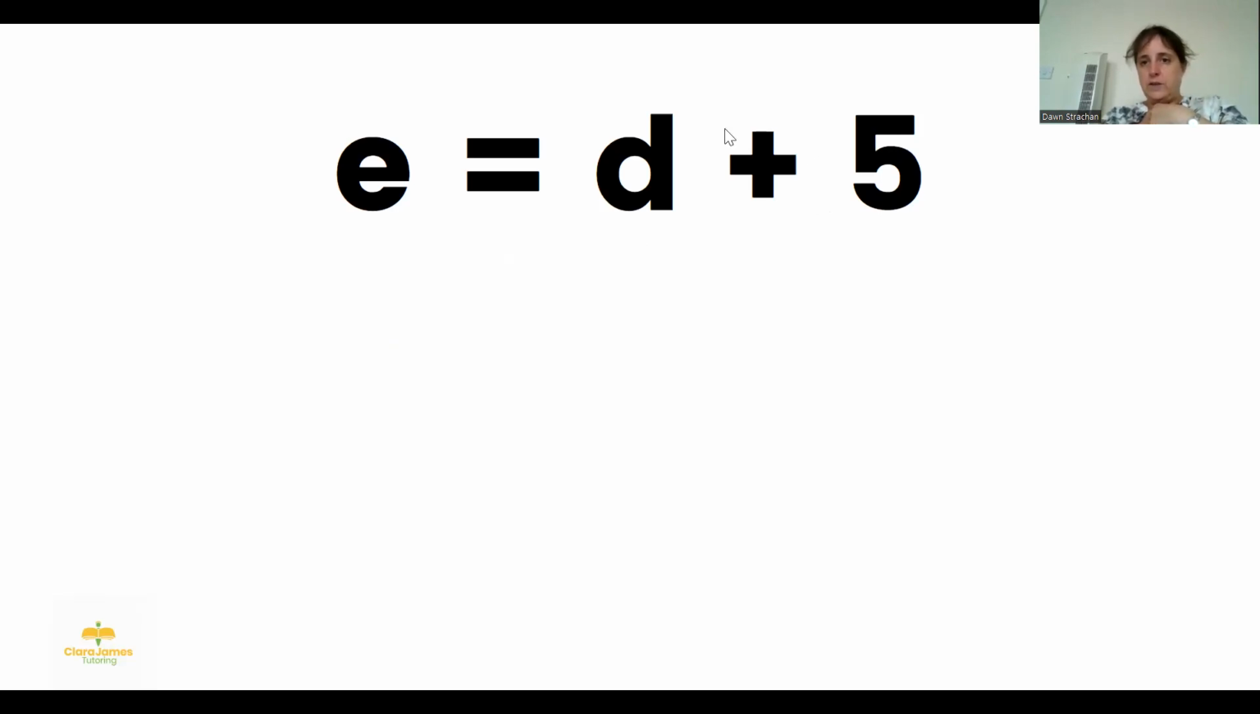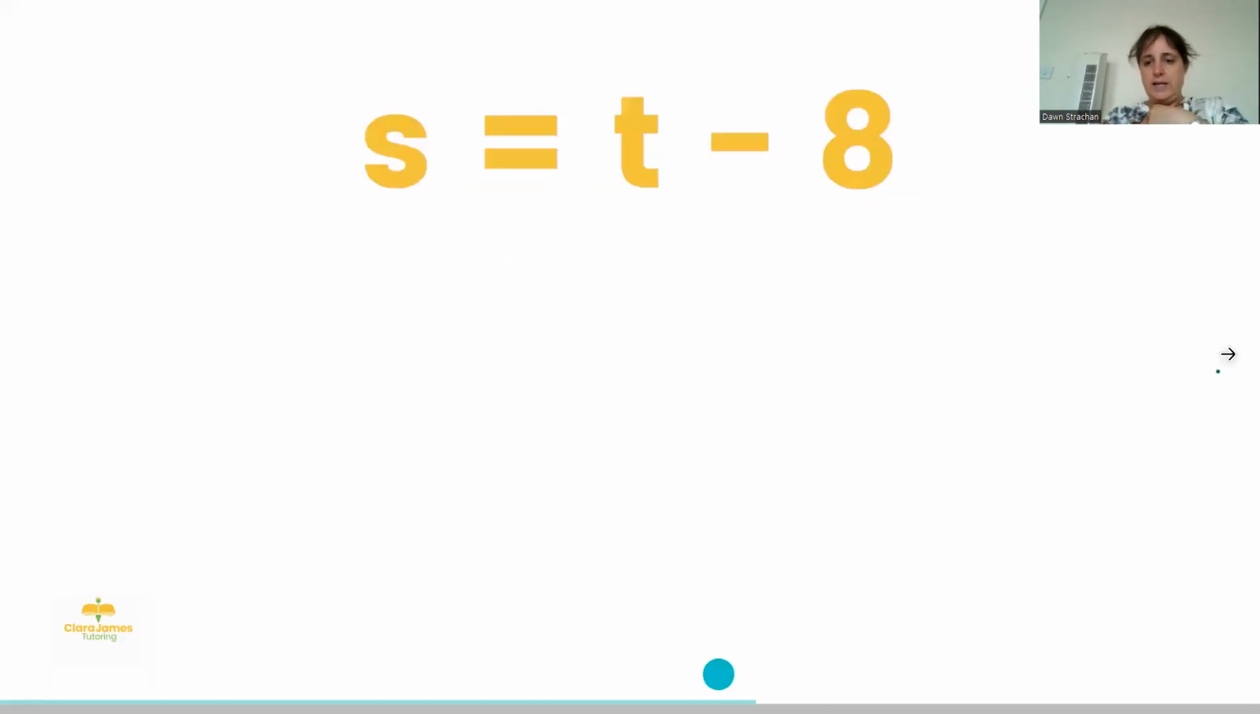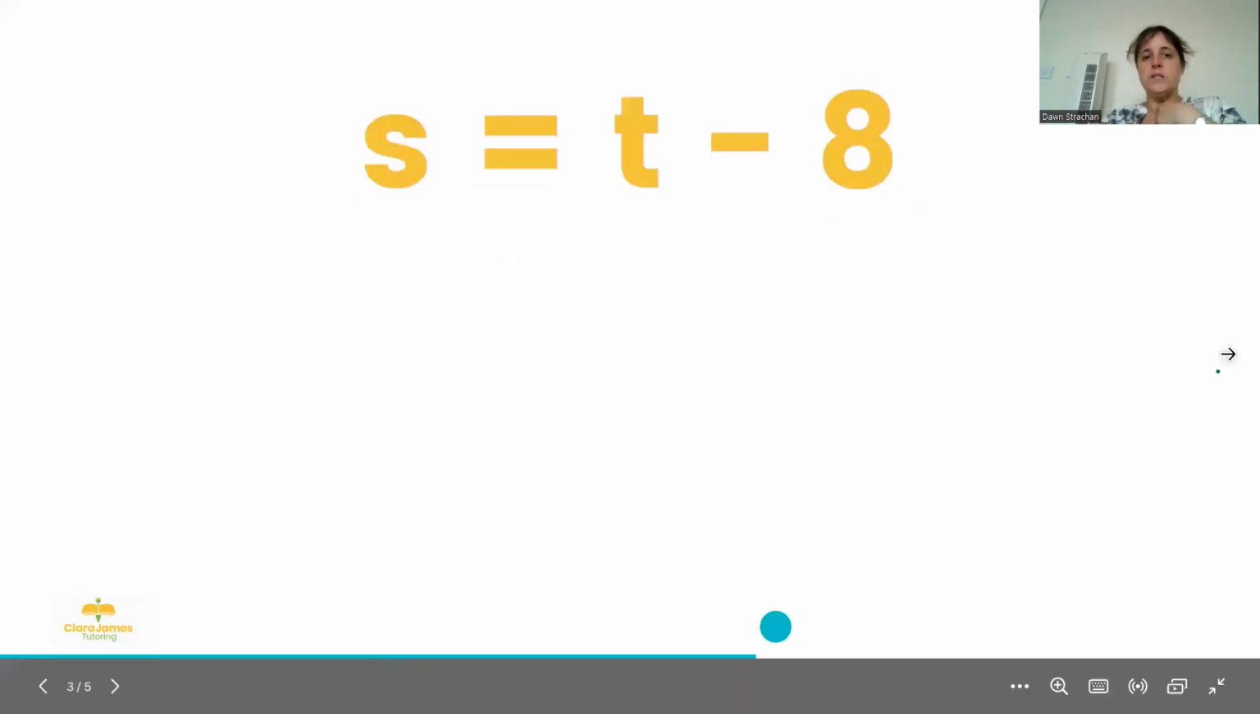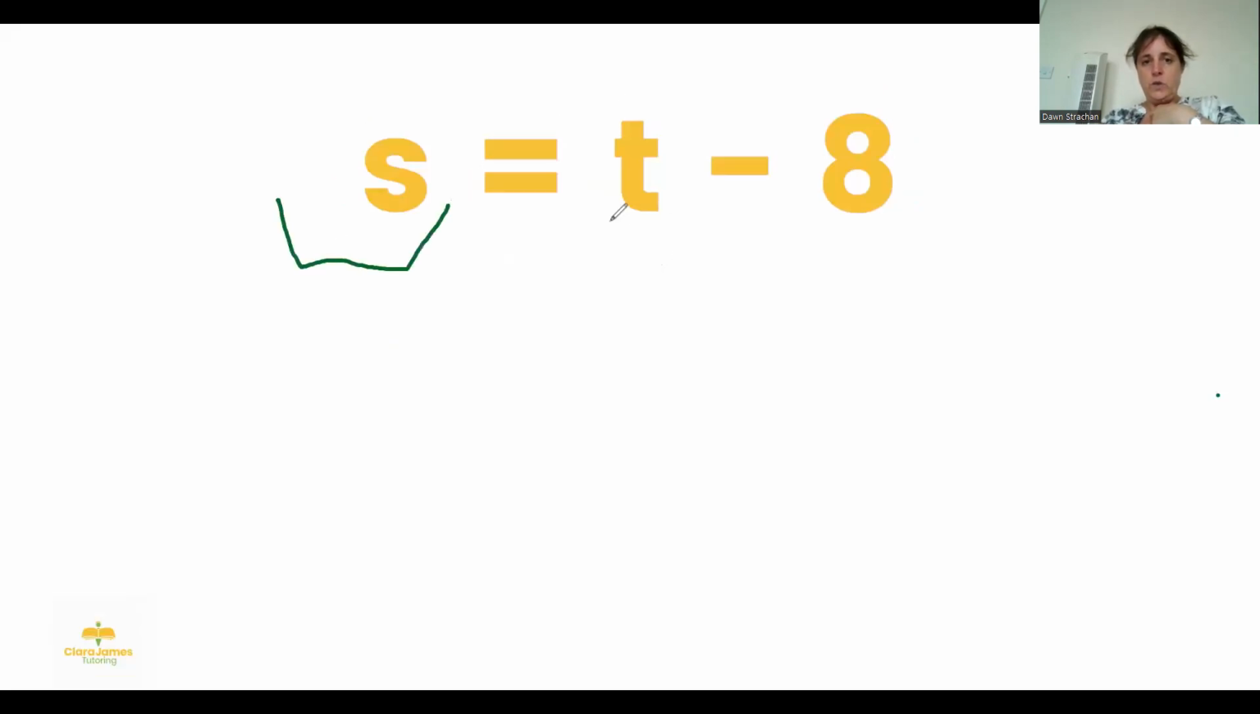Okay, let's have a look at our next example. Okay, so this time we've got S equals T minus 8. So once again, if we imagine this is our set of scales, we've got S on that side and T minus 8 on this side.